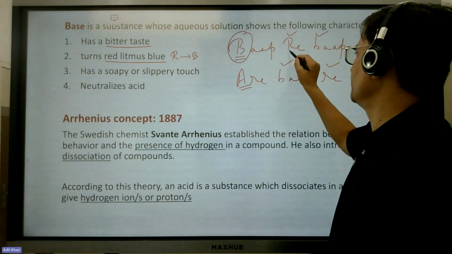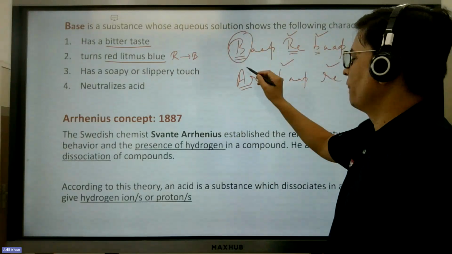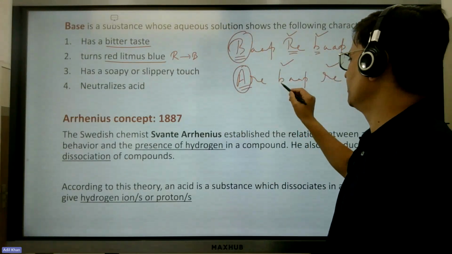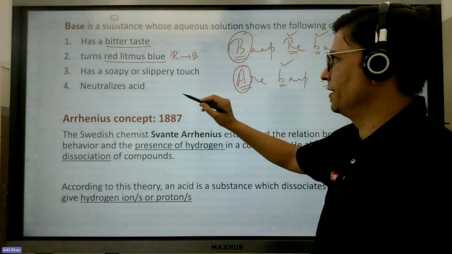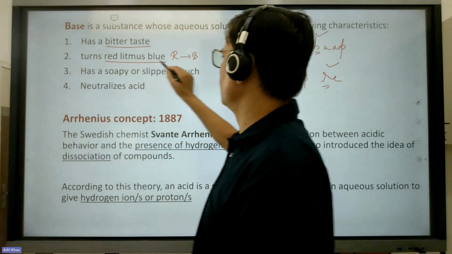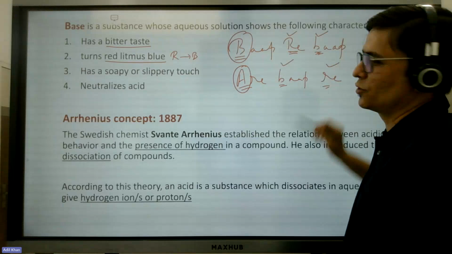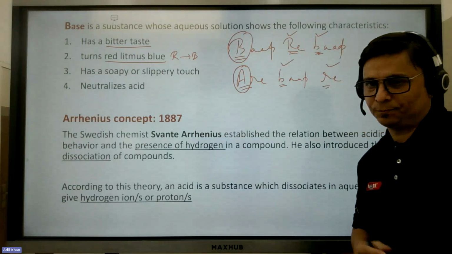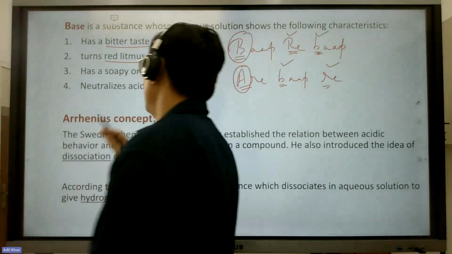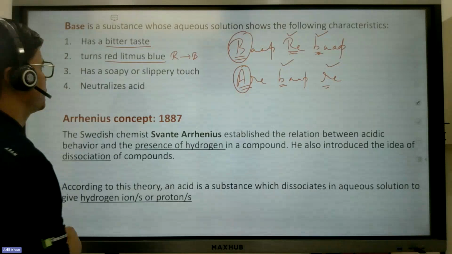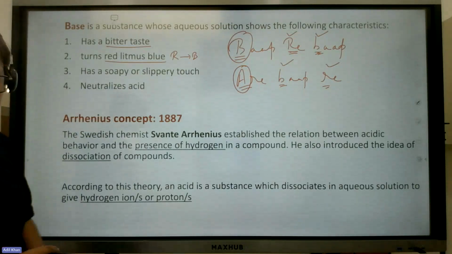Basic solution turns red litmus blue, whereas acidic solution turns blue litmus red. You can check here: bases turn red litmus blue. So remember Bapre Bap and Are Bapre, and life will be easy. The third characteristic is that they have a soapy or slippery touch.